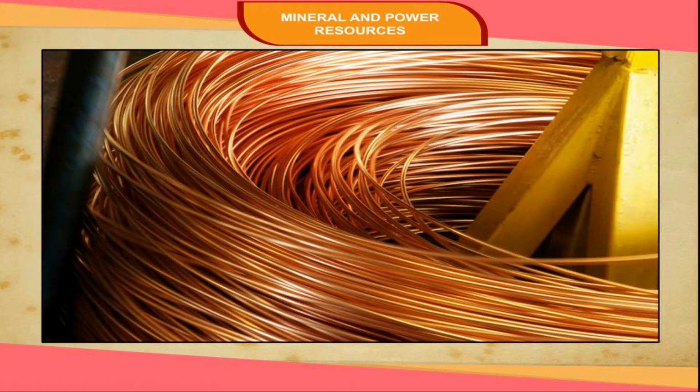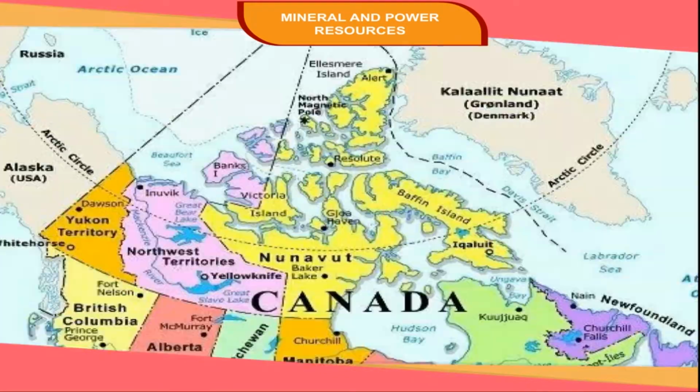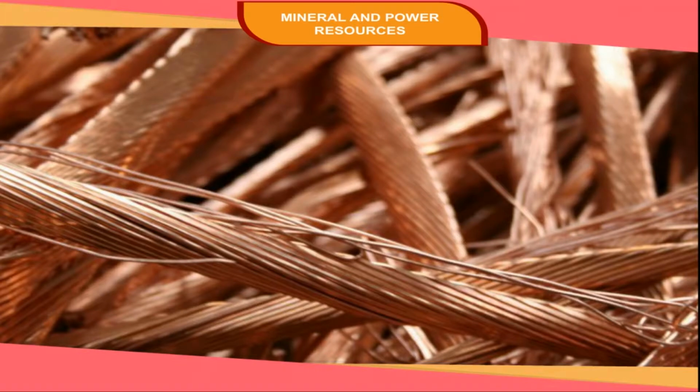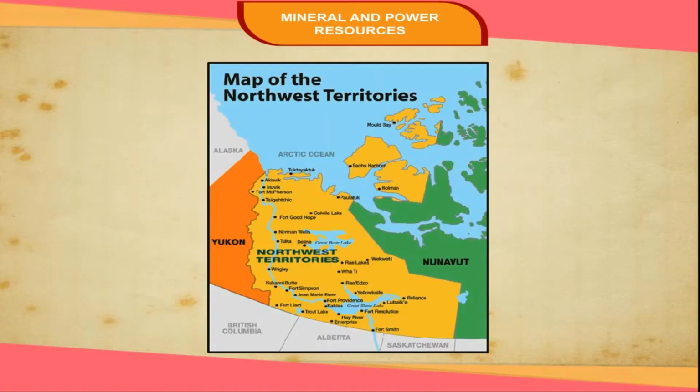In Russia, the Ural region is an important center of copper production. Some mines are in Siberia also. In Canada, copper is mined at Ontario, Manitoba and in Northwestern Territories.